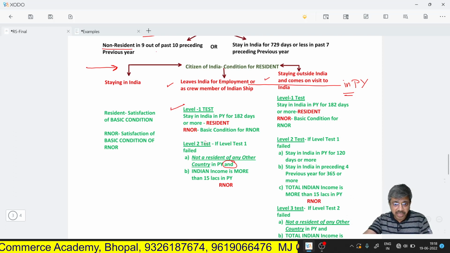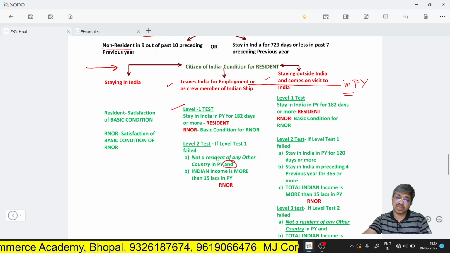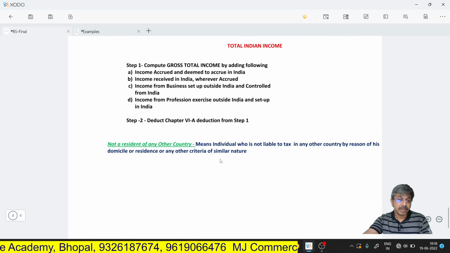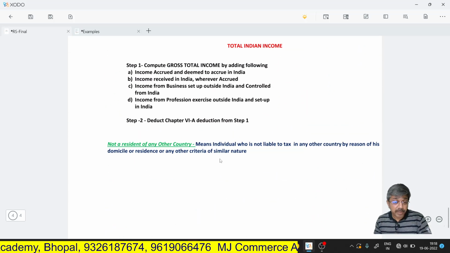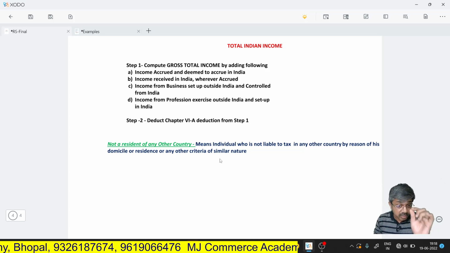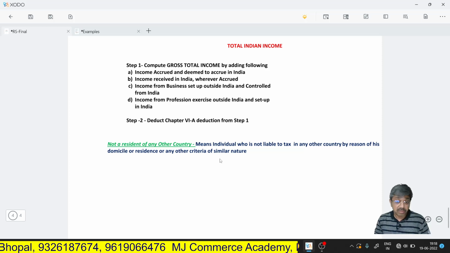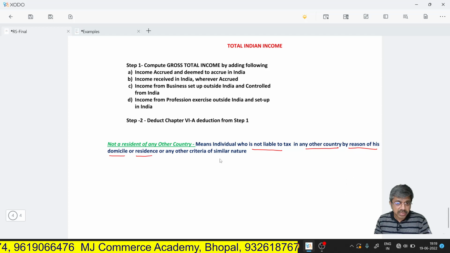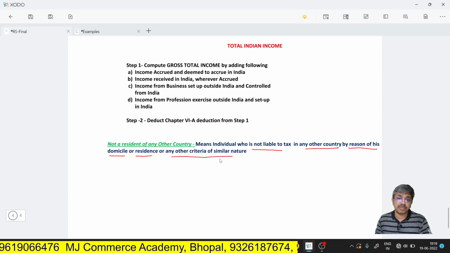Let me take up what is meant by non-resident of any other country and Indian income. First, I come to explain when a person is not a resident of any other country from a residential status perspective. This is defined under the Income Tax Act: an individual who is not liable to tax in any other country by reason of his domicile. Domicile means stay or residence or any other criteria of similar nature.